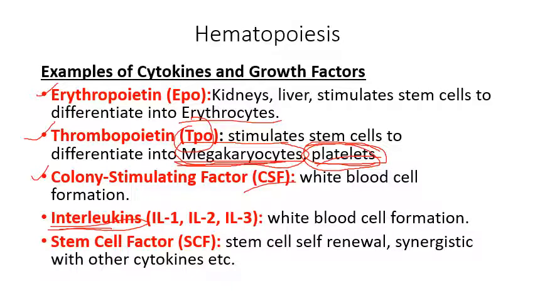And the interleukins, we've discovered quite a lot of them, and we got bored of naming them, so we just give them numbers. So IL-1 is interleukin 1, IL-2 is interleukin 2, and IL-3, and so on. Right? And they are involved in the formation of various white blood cells. And then stem cell factor is responsible for stem cell self-renewal.